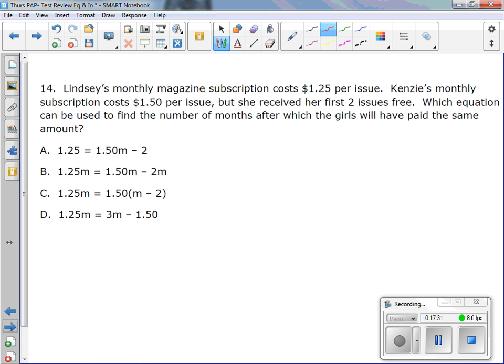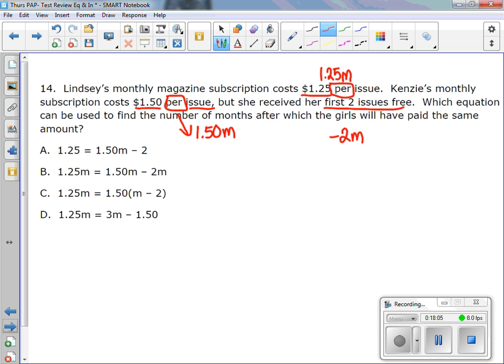The next problem is a word problem. It says, Lindsay's monthly magazine subscription costs $1.25 per issue. So that means our issues are going to be represented by M. So it's $1.25 M. Kenzie's monthly subscription costs $1.50 per issue. So that is $1.50 M. But she's receiving her first two issues free. So we're going to be taking off 2 issues.